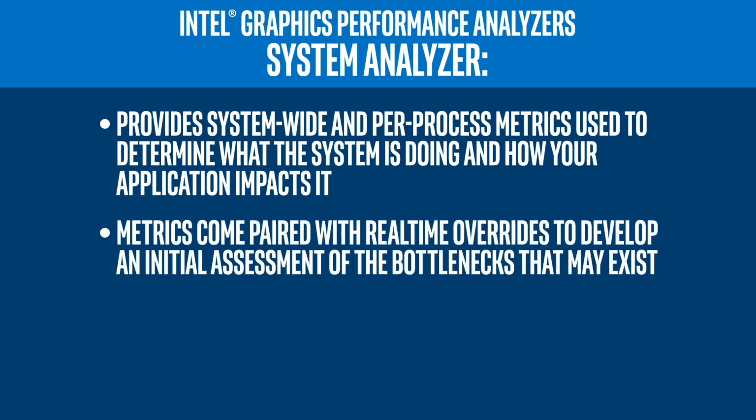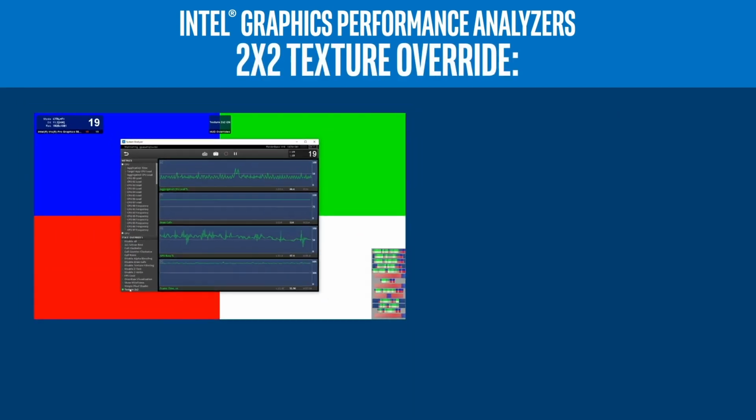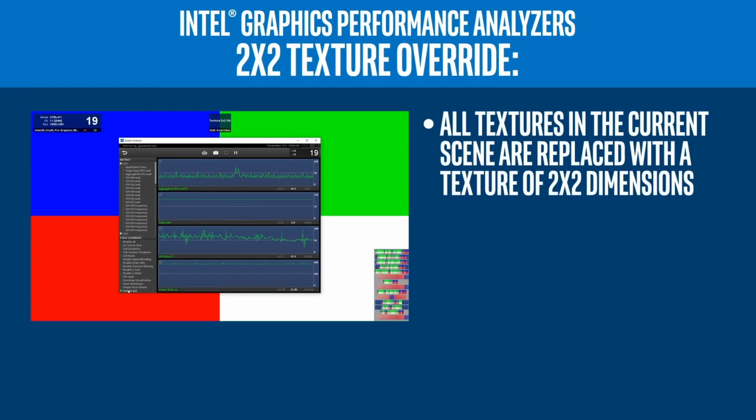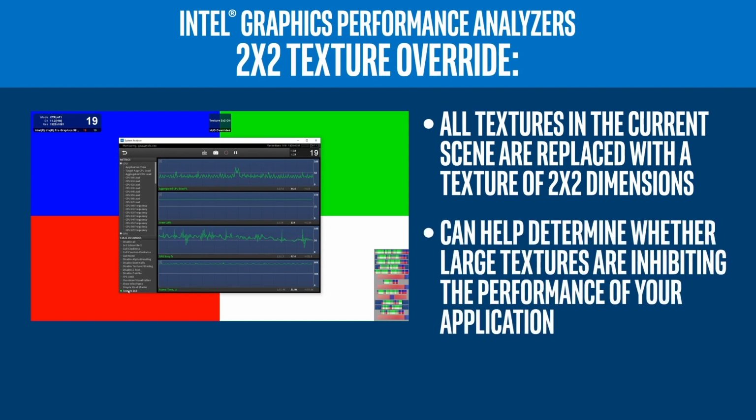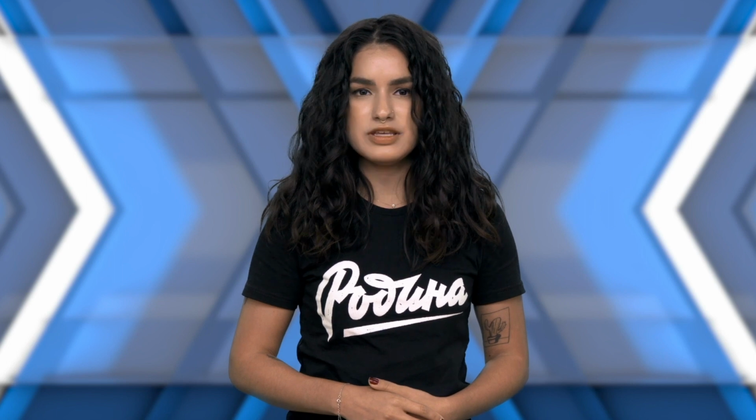These metrics compared with real-time overrides help develop an initial assessment of the bottlenecks that may exist for certain scenes within your application. For instance, using the 2x2 texture override will replace all textures in the current scene with a texture of 2x2 dimensions. This can help determine whether large textures are inhibiting the performance of your application. Any one scene, however, can have a diverse set of bottlenecks, and focusing on only one of these real-time overrides may not provide all the information needed to fully understand the contributing factors when evaluating game performance.